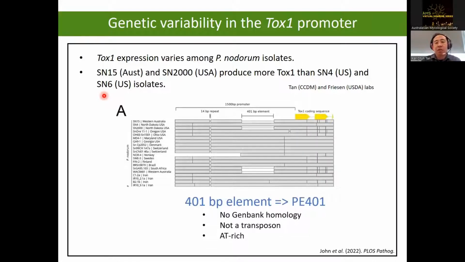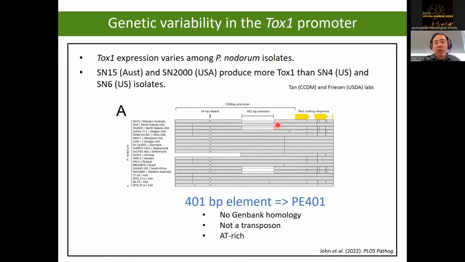Because we've got a reference genome, this allows us to do pangenomics on a number of the nodorum isolates. With pangenomes, we can first look at the promoter sequence of the TOX1 gene as a first pass to look for variations in the promoter region that may explain the differences in TOX1 expression. Immediately when we aligned some of these isolates, we noted that there are minor genetic polymorphisms such as SNPs and small repeats, which at this stage is irrelevant.